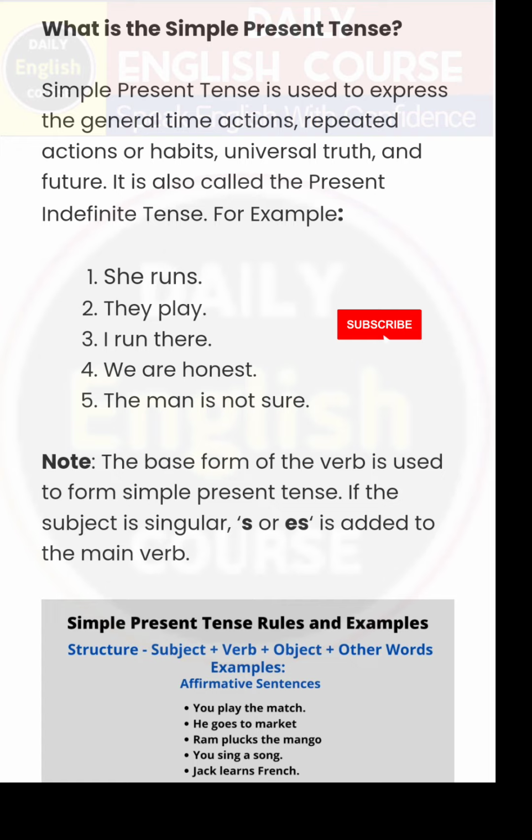Structure: subject plus verb plus object plus other words. Examples: affirmative sentences. You play the match. He goes to market. Ram plucks the mango. You sing a song. Jack learns French.